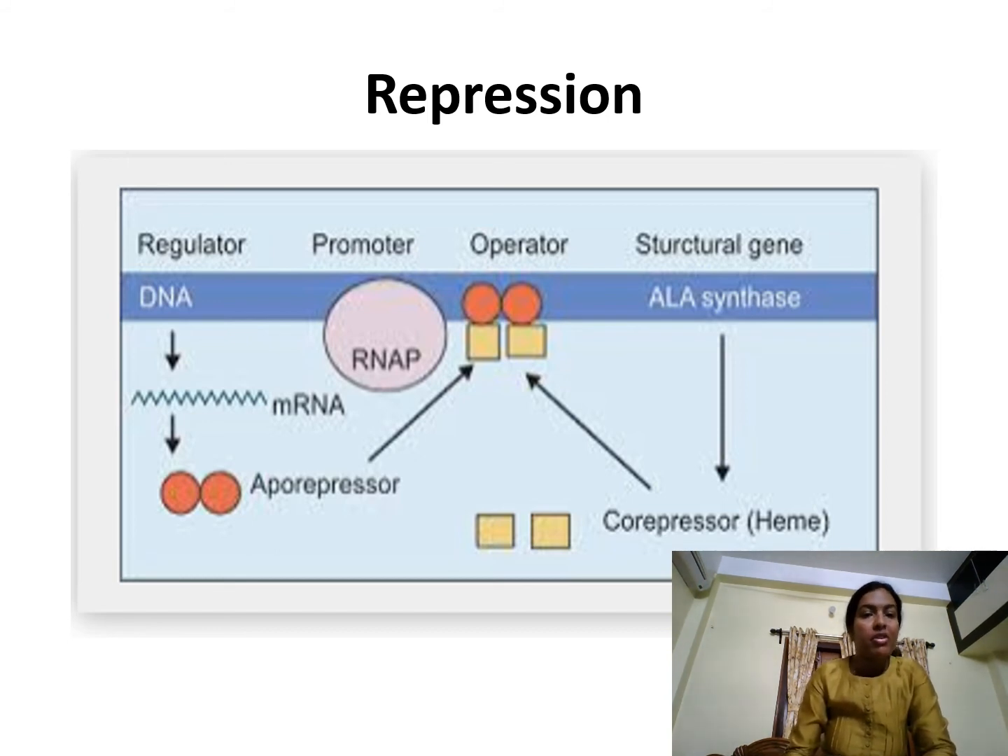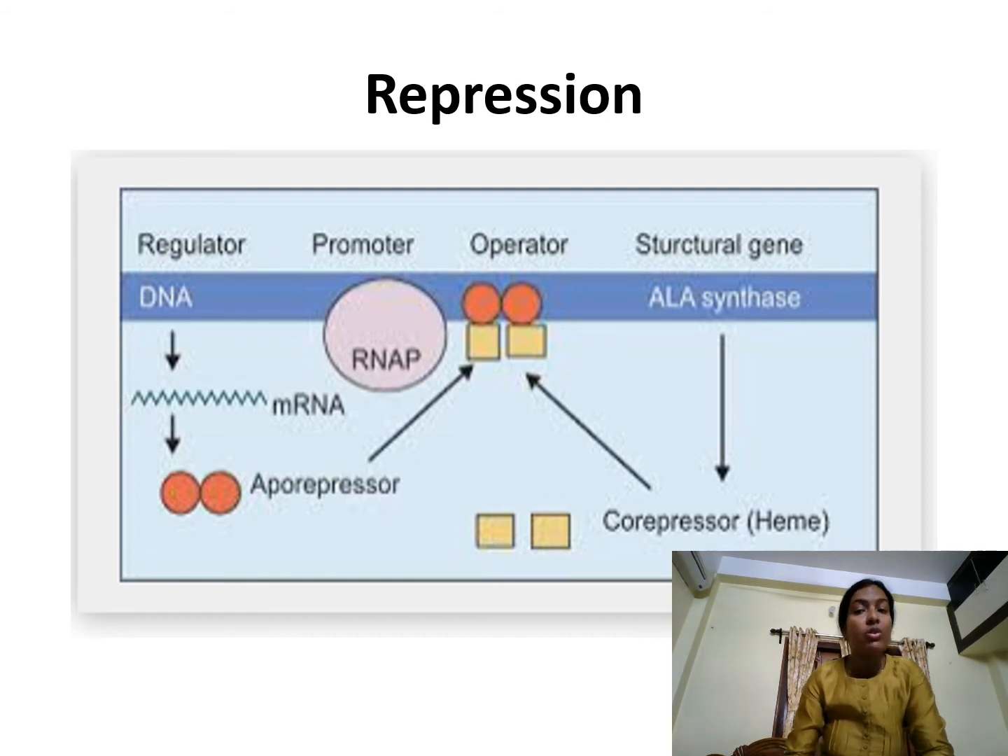Now this holorepressor molecule binds at the operator site. And as the operator site is blocked, the RNA polymerase cannot transcribe the structural gene. Here heme acts as a co-repressor. When there is an excess amount of heme in the body, the body signals that there must be decreased synthesis of heme now.